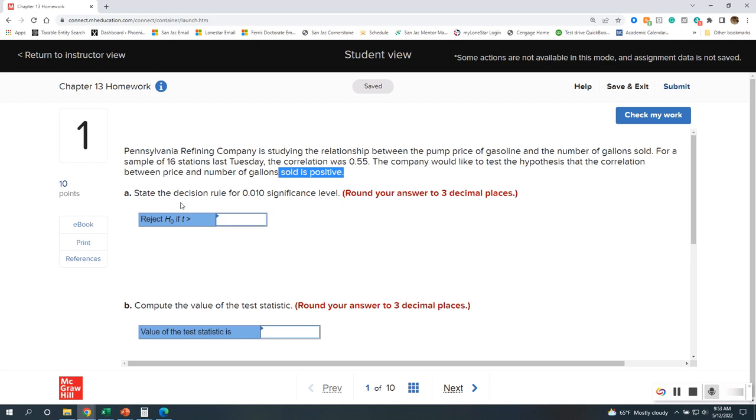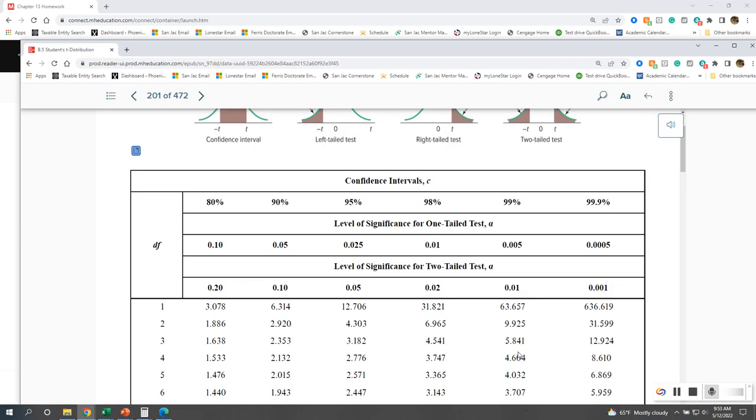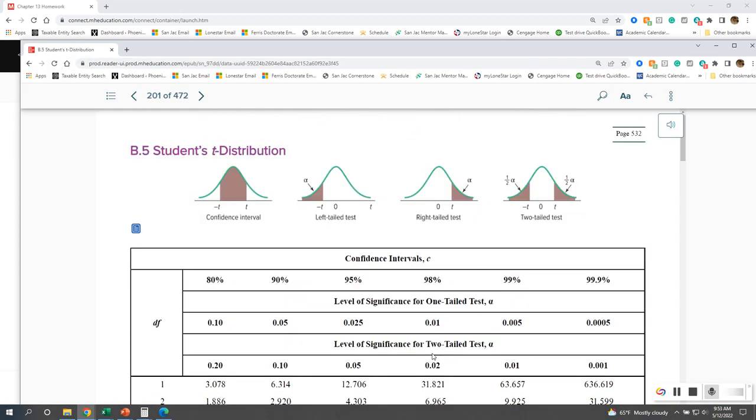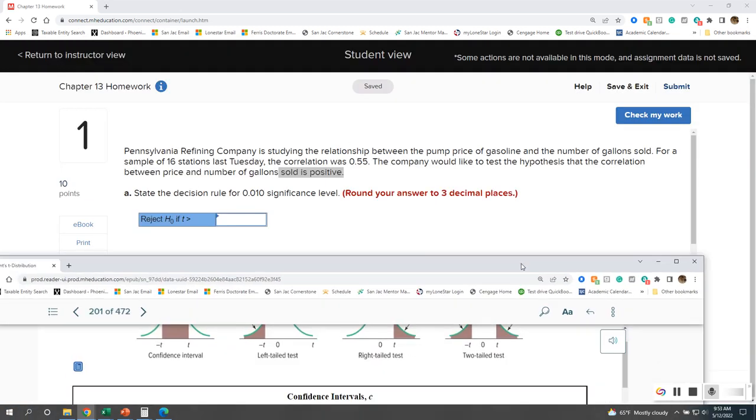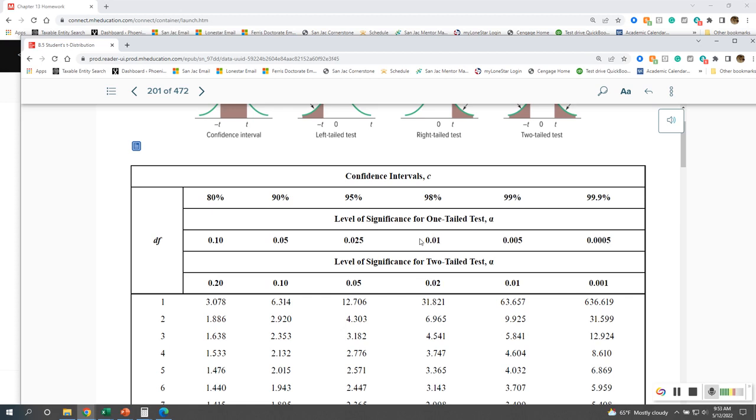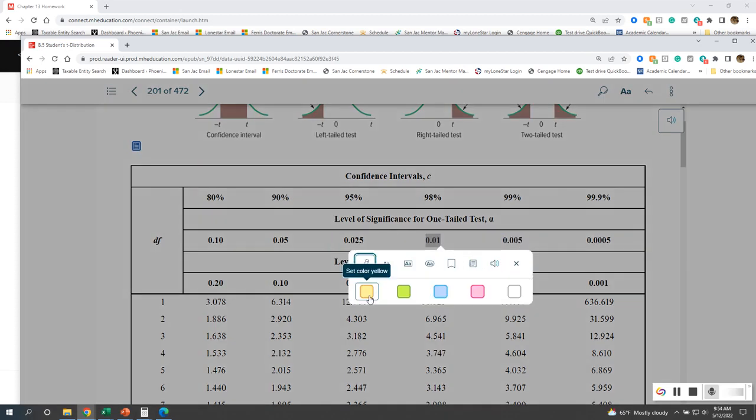So, we need to find what our critical value is. In order to do so, we're going to take our book, get it, and we'll go and look for significant level test, one tail, and we're going to find our significant level. This was 0.01. Here it is.